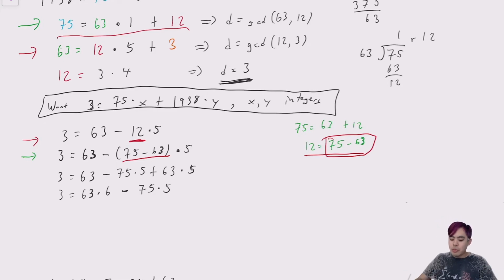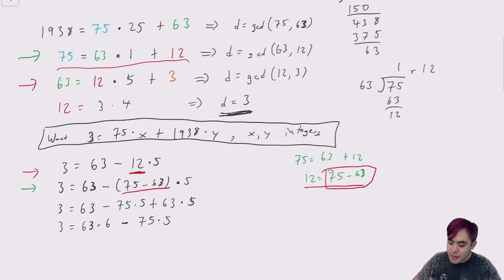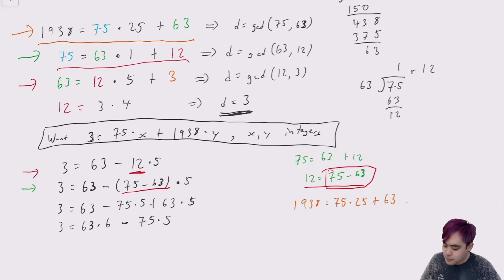So now we take a look at the next line. So we also have, let's put this in orange, we also have this line here, right? Up here. So 1,938 is equal to something. So that means we have 1,938 is equal to 75 times 25 plus 63. Well, we can rewrite this as 63 is equal to 1,938 minus 75 times 25.